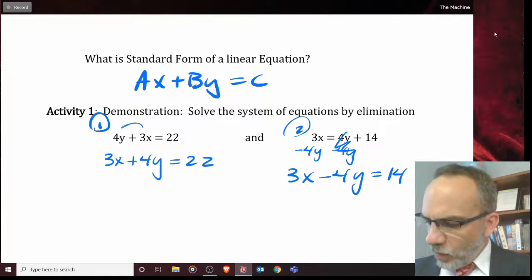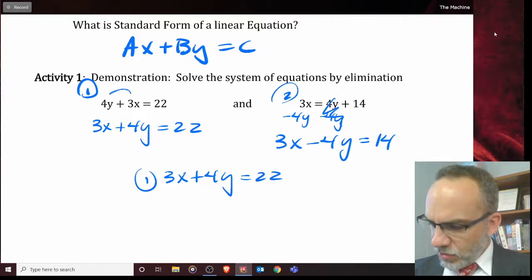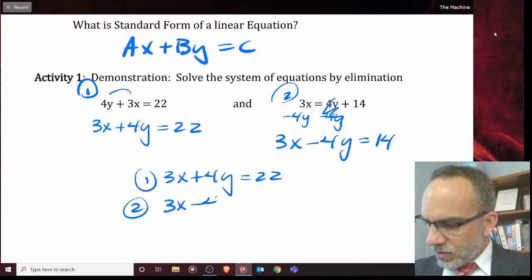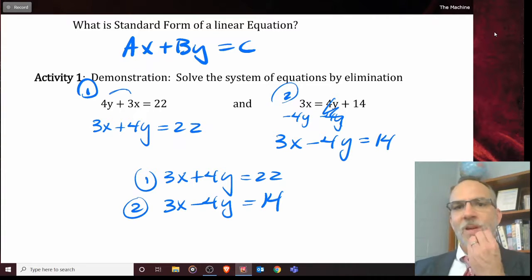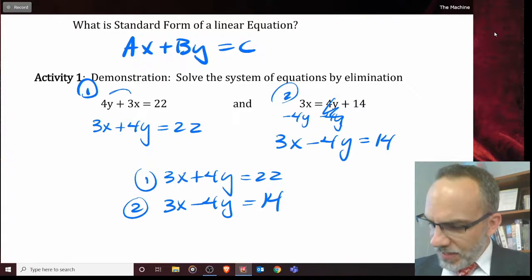Anyway, so equation number 1, I'm going to rewrite down the middle. 3x plus 4y equals 22. And then equation number 2, I'm going to write underneath it. 3x minus 4y is equal to 14. Okay, so what I've got here is the x's lined up in one column, and then the y's lined up in this column, and then there's an equal sign, and then the constants on that side.